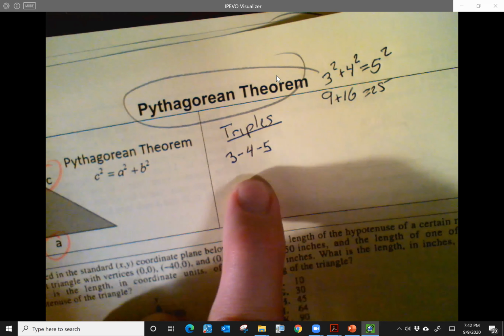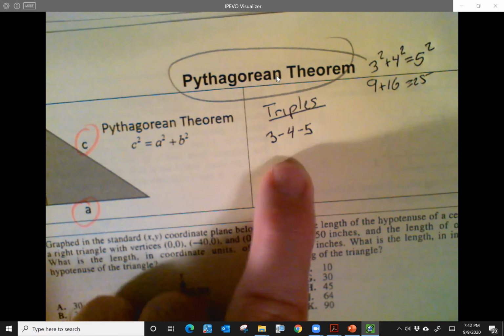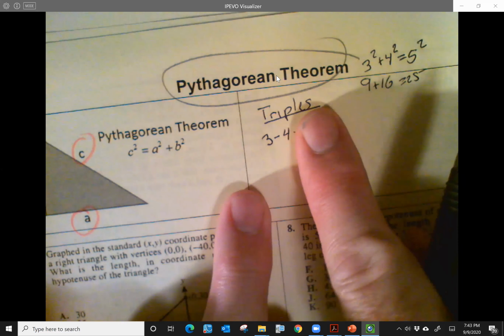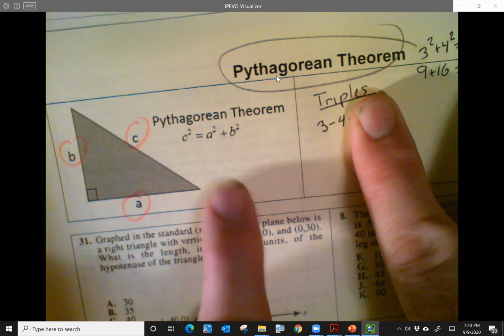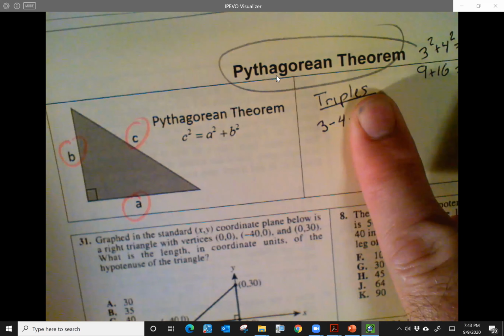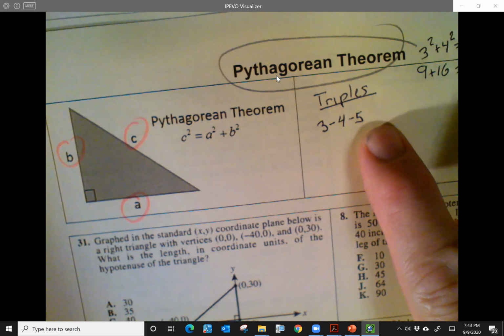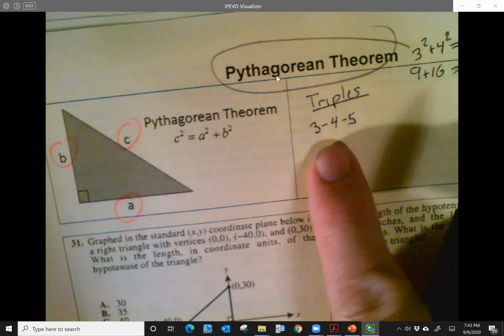So let's say you had a question where you're given two sides of a right triangle and you had to figure out the third one. Yes, you could do this. But if one side is 3, the other side is 4, you automatically know the other side is 5 without having to do any work at all. Now, 3, 4, 5 is a triple.